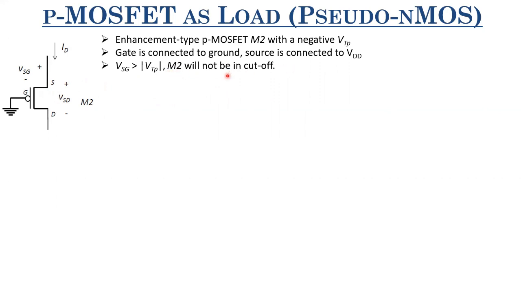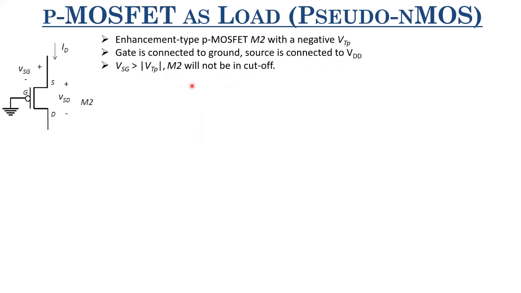So it won't be in cutoff. That is what we want, right? And also, it's independent of the voltage of this output node, which is the drain, when connected in the inverter configuration. Why so? Because this VSG is always greater than mod of VTP. Since S is fixed at VDD and G is always grounded, this won't be in cutoff ever.